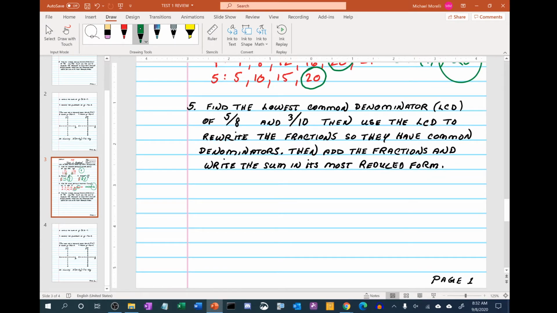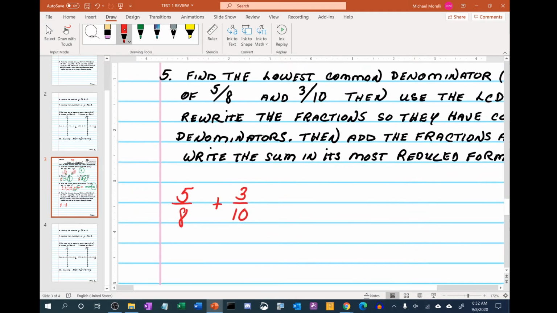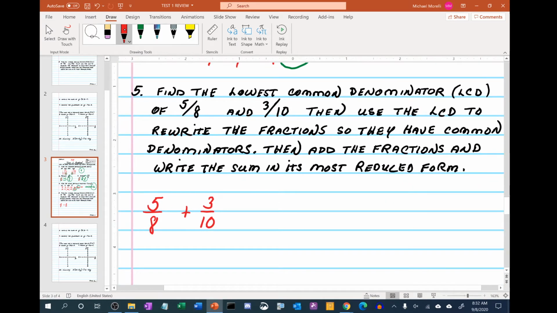Number 5. It's asking you a lot of stuff. What the question is really asking you to do is to add 5 over 8 and 3 over 10, but I was trying to give you the steps. So it says find the lowest common denominator of 5/8 and 3/10. If you want to add 5/8 and 3/10, you can't do it because they don't have common denominators. You need to find the LCD of 8 and 10.